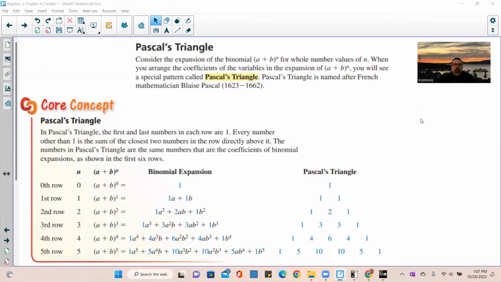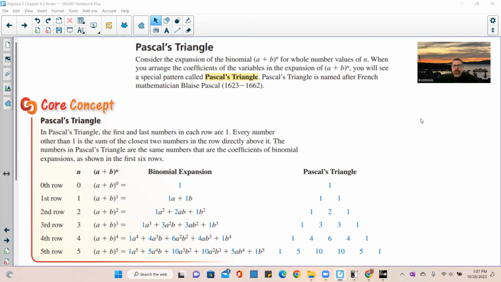Okay, the next thing we're going to discuss is Pascal's triangle. It says to consider the expansion of the binomial a plus b to the power of n for whole number values of n. In other words, n is 1, n is 2, n is 3. Whole numbers, 1 to infinity, no decimals or fractions. When you arrange the coefficients of the variables in the expansion of a plus b to the n, you will see a special pattern called Pascal's triangle.